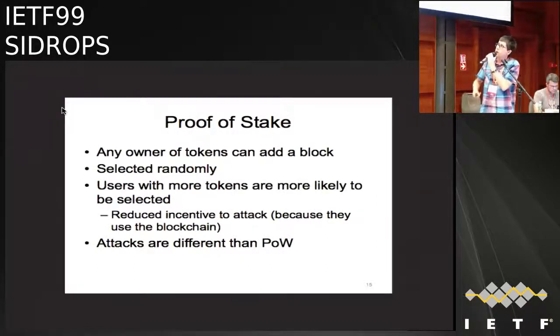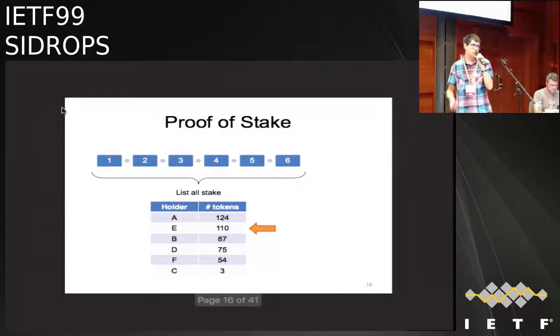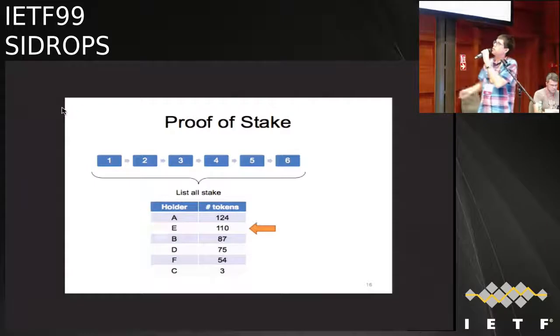This setup helps the blockchain in the sense that the users who use it most are the ones who maintain it. So they have a reduced incentive to try to cheat when they add the block. So the proof of stake algorithm works more or less like this.